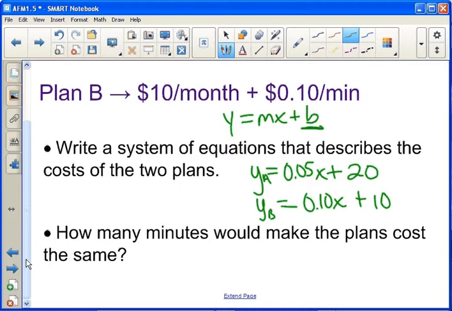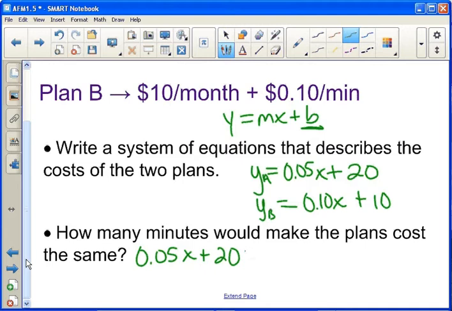Okay, well again, you've got to think of what the English words mean in terms of math. It said make the plans cost the same. Well, think about what the same would be in terms of math. That would be equal. So if we want to know when these two plans are the same, we want to know when they are equal. So I'm going to take the two of them and set them equal to each other. As you can see, I've done right there.